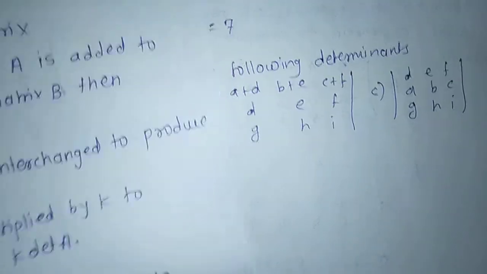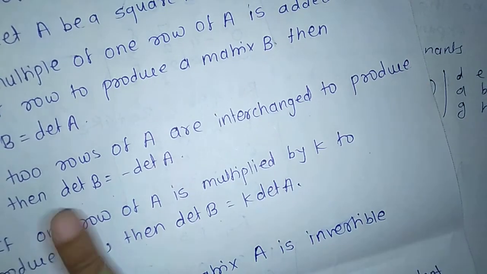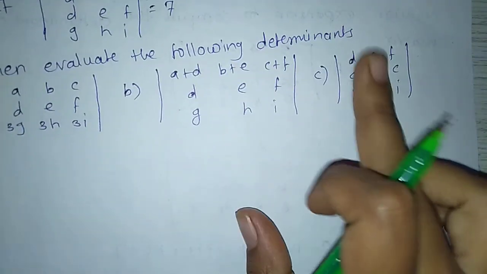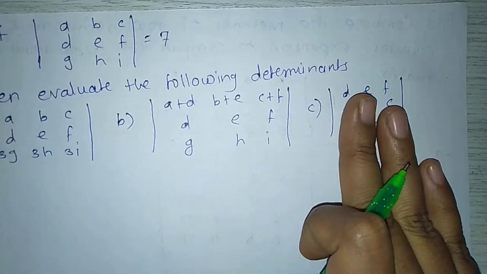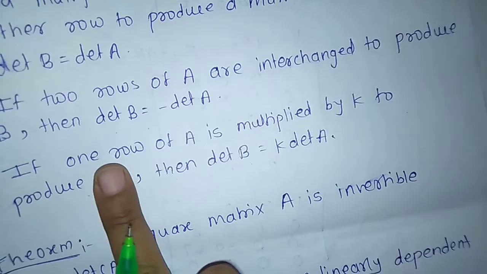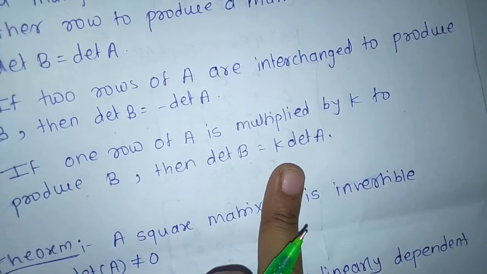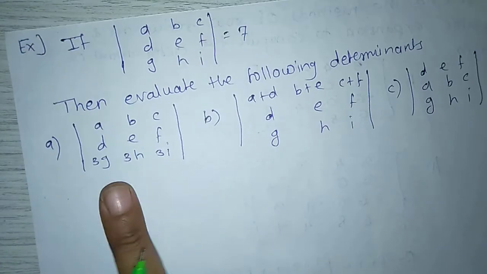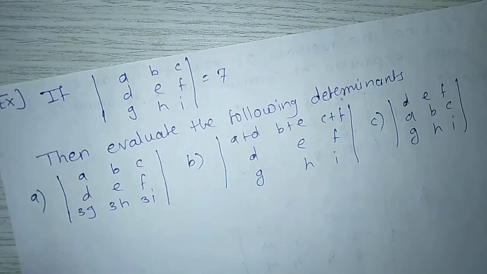And next, if two rows of A are interchanged to produce B, then determinant of B equal to minus determinant of A. Here R1 is interchanged with R2, meaning determinant of this matrix equal to minus determinant of this matrix. Next is if one row of A is multiplied by K to produce B, then determinant of B equal to K into determinant of A. Here the third row is multiplied by 3, so determinant of this matrix equal to determinant of this matrix into 3.